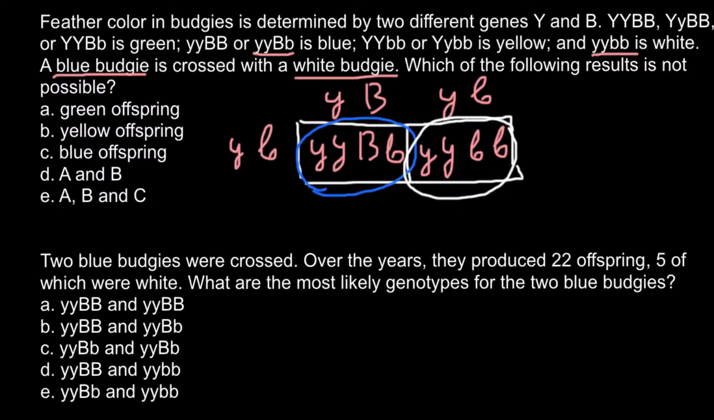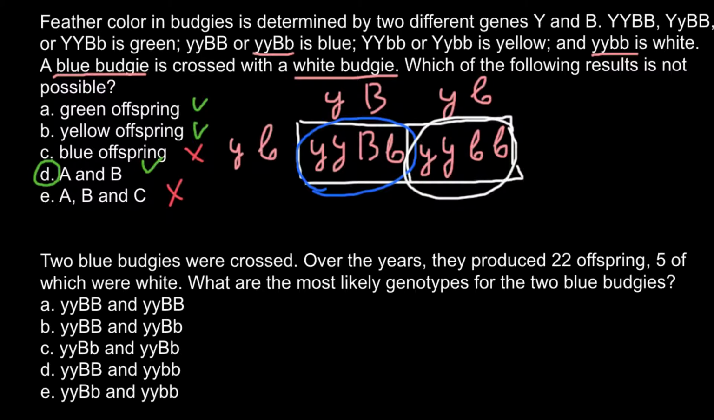Now let's check our answers. Green offspring: if we cross one parent with the other parent, we wouldn't be able to find green color in feathers, so let's check it as a true answer. Answer B, yellow offspring: this is also true. Answer C, blue offspring: this is not true. Answer D, A and B: this is true. And answer E, A, B and C: C, as you see, is not true, since we have blue feathered offspring here, so this would not be the true answer. The true answer would be answer D, so A and B would be the correct answers.